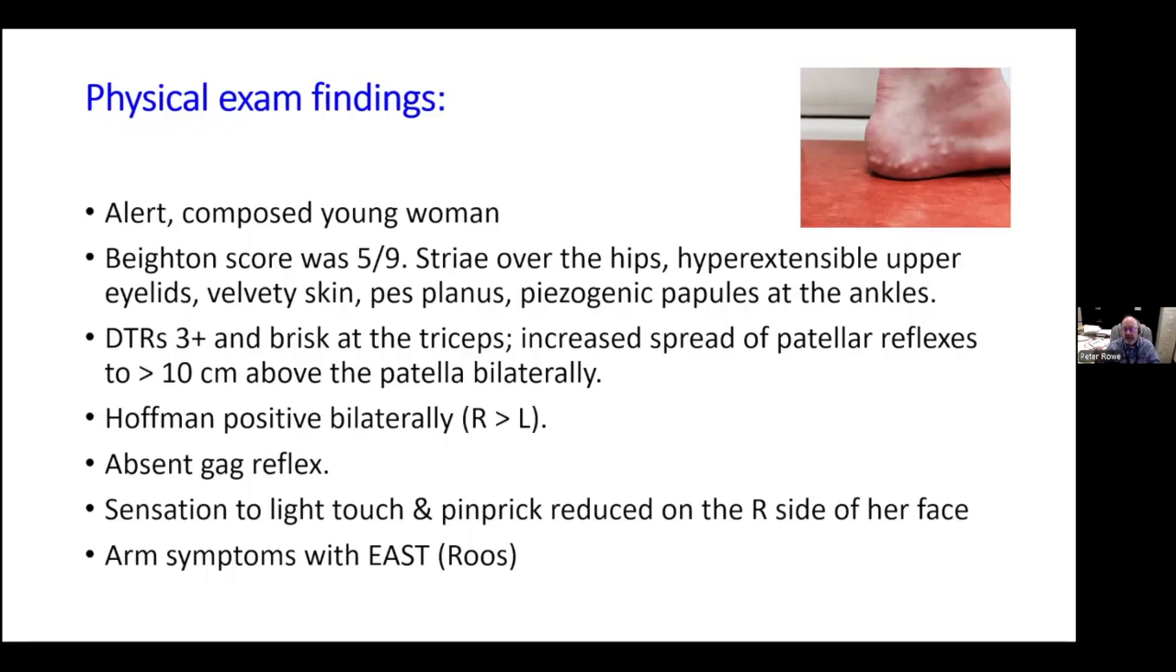So you tap the patella and also tap the skin 10 centimeters above the patella on the quadriceps area, and she still had a very brisk reflex. Her Hoffman sign was positive bilaterally, and she had an absent gag reflex. On the right side of her face, she had reduced sensation to light touch and pinprick. We investigated her for possible thoracic outlet syndrome with an elevated arm stress test or Roos test, and that was abnormal and provoked symptoms at an early point.